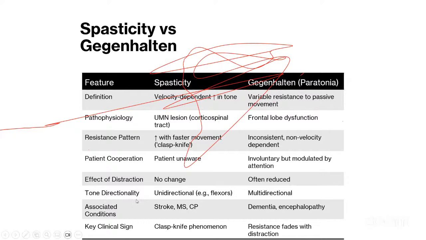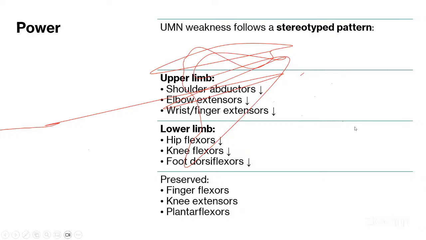Spastic tone is unidirectional, and in Gegenhalten the tone is increased in multiple directions. Associated conditions for spasticity are stroke, MS, and cerebral palsy. Gegenhalten is seen in dementia and encephalopathy. The key clinical findings are the clasp knife phenomenon in spasticity, and resistance that fades with distraction in Gegenhalten.